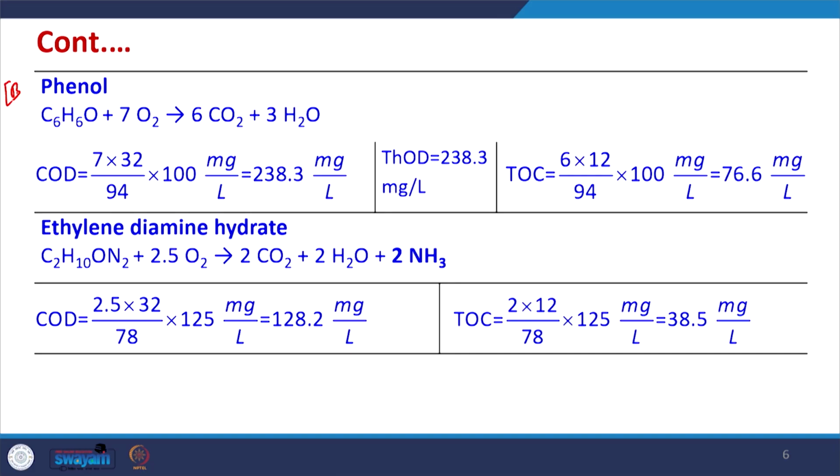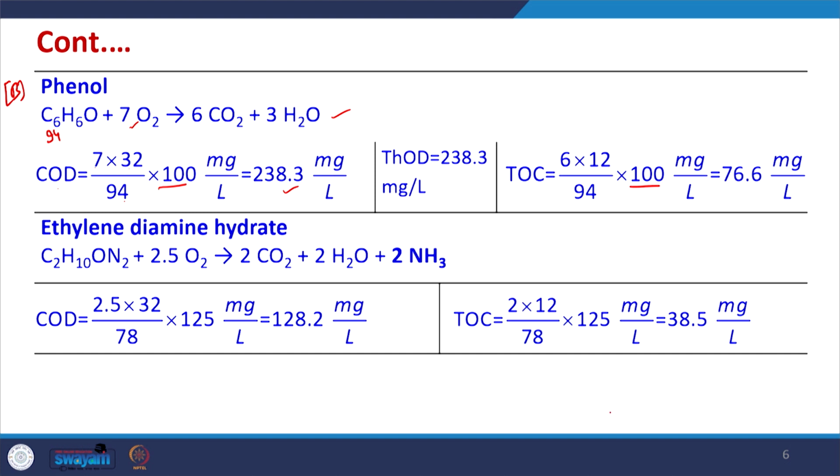Now, let us go to phenol. Let us calculate for phenol. For phenol the reaction is written here. Phenol requires 7 moles of oxygen for its complete oxidation to CO2 and H2O. The amount of phenol in the wastewater sample is given to be 100 milligram per liter. So, here again the COD is calculated: COD is equal to 7 into 32 divided by 94, which is the molecular weight of phenol. So, this is 238.3.